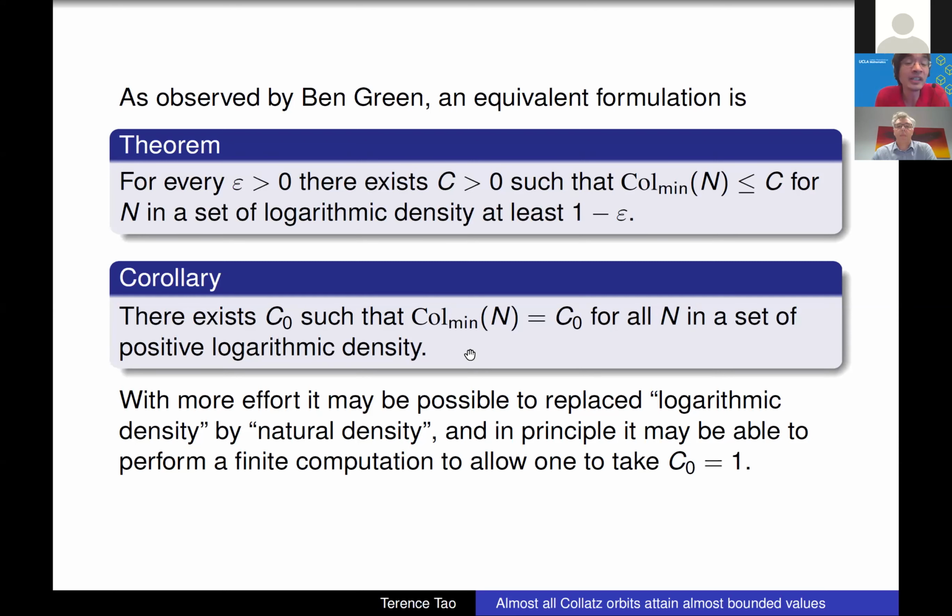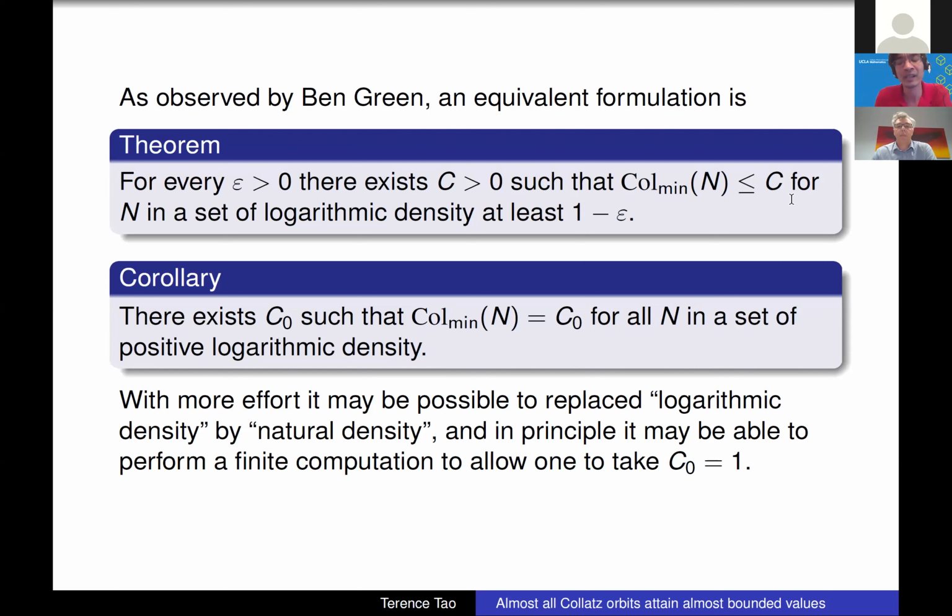Now, I would love to say that c naught is 1. That would tell us that, in fact, the Collatz conjecture is true for a positive fraction of the integers. That would be a great result. Can I prove that? In principle, you might be able to prove that with a computer now, because I can prove that a positive fraction of numbers will end up hitting some number between 1 and c for some big c. And then all you need to do in principle is just check the Collatz conjecture is true for all numbers from 1 to c.